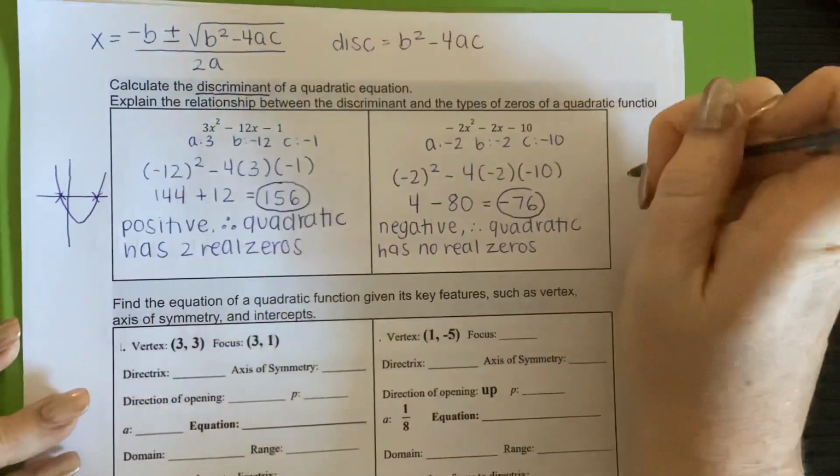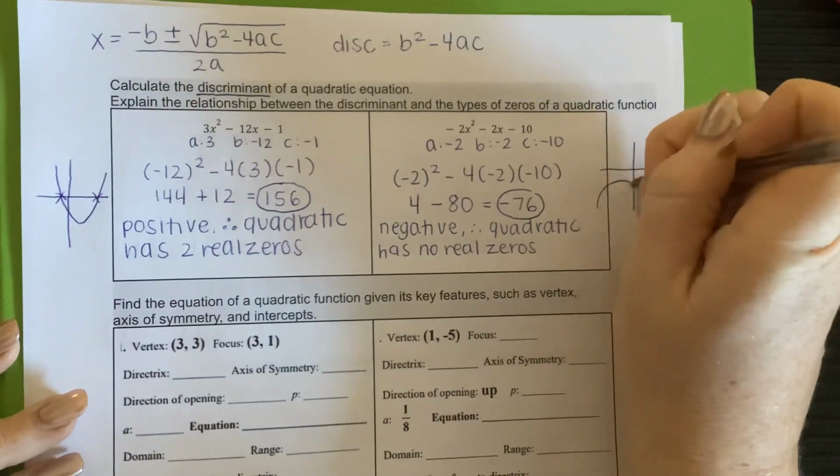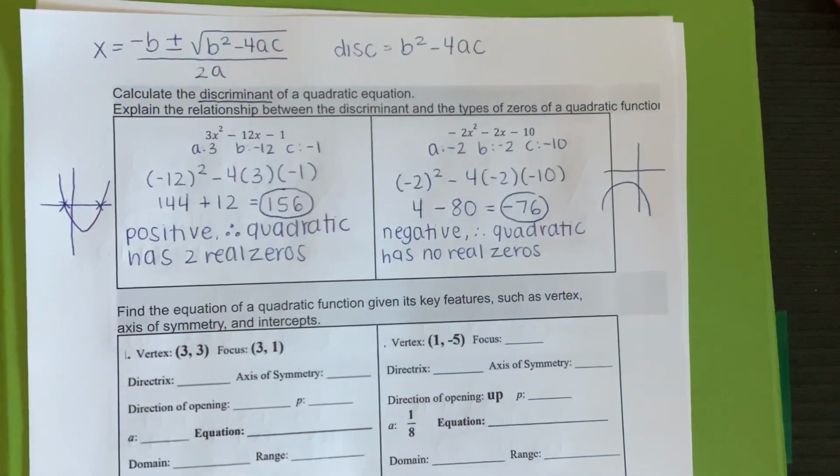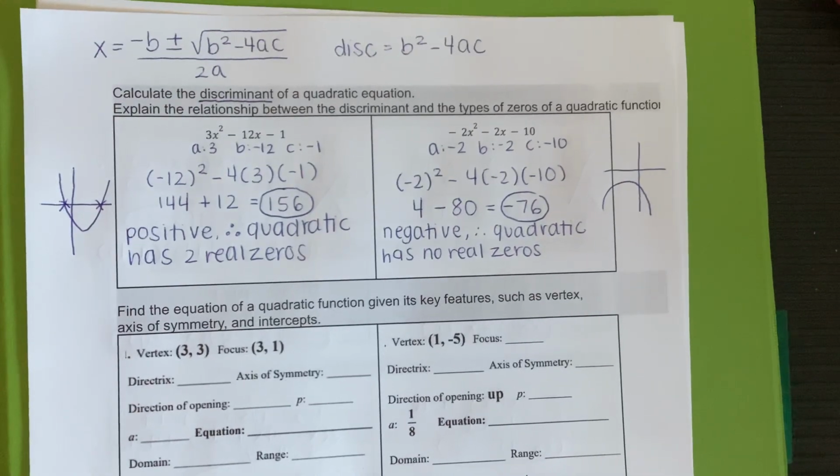So this one looks something like this. All right? So it never hits the x-axis. That's why we don't have any real zeros.